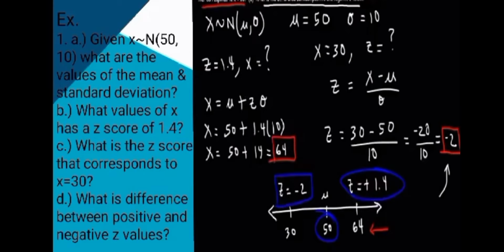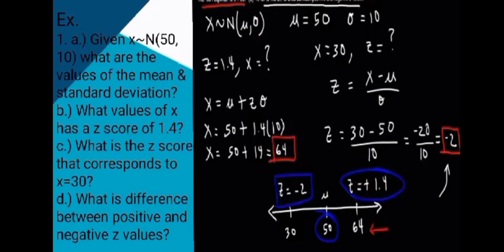So, x equals mu plus z times the standard deviation. So 50 plus 1.4 times 10 is 64. So that is the answer to A. And then z equals x minus mu divided by standard deviation. 30 minus 50 divided by 10 equals negative 20 divided by 10, negative 2. So that is the answer to C.